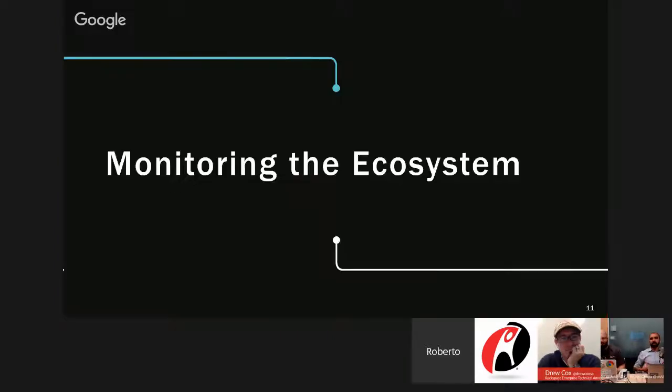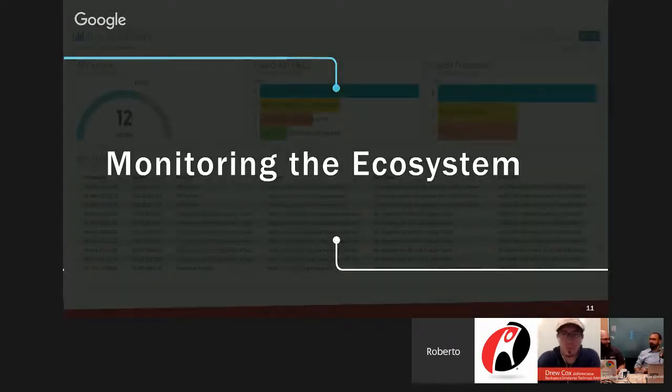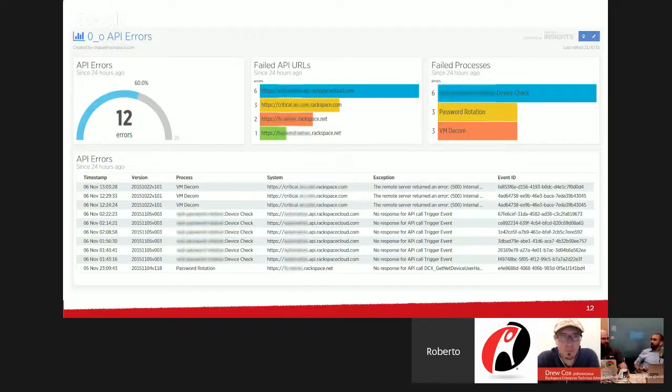Another neat thing we found was that we were able to monitor our ecosystem, and I love this example because we kind of did it by mistake. We started monitoring all Rackspace IPs. I mentioned earlier we're doing about 800,000 executions per week, and that boils down to about 100 every minute.